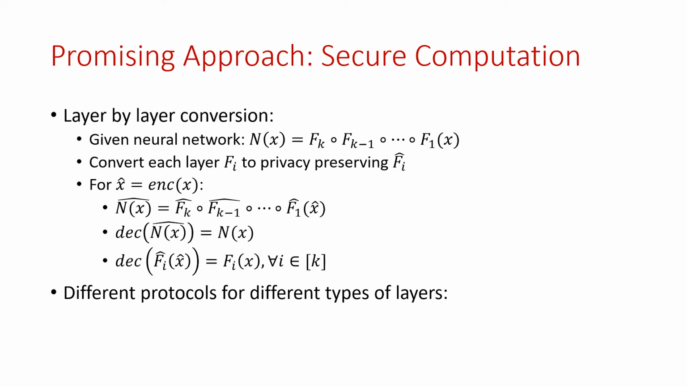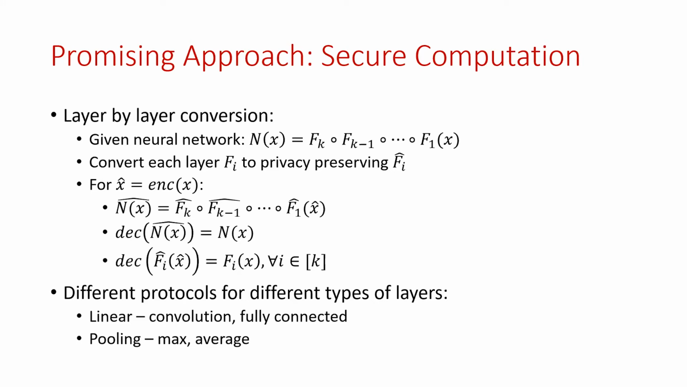And neural networks are built using different types of layers, and we use different types of protocols for the conversion of each layer. So we have linear layers, such as convolutions, and fully connected, which is essentially matrix multiplication. We also have pooling layers, which take the maximum value or the average value over a small window in order to reduce the spatial dimension. And we also have nonlinear activations, such as the ReLU activation, which takes the maximum value between 0 and the input. We have tangent hyperbolic, we have sigmoid, and many others.